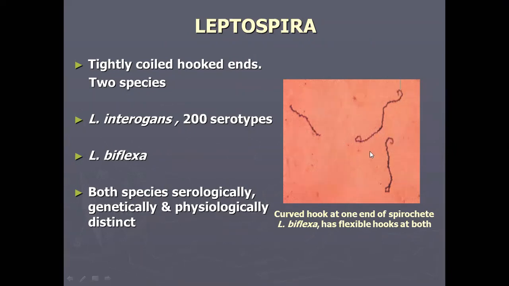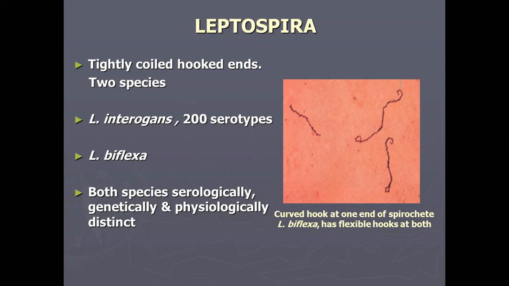Curved at one end is Leptospira interrogans, and we have another species called Leptospira biflexa, which has a hook at both ends. So one end is interrogans, tightly coiled; both ends is biflexa. Because of variation in the antigenic proteins of the cell membrane, interrogans has more than 200 serotypes. These serotypes are prevalent in specific species and specific areas.